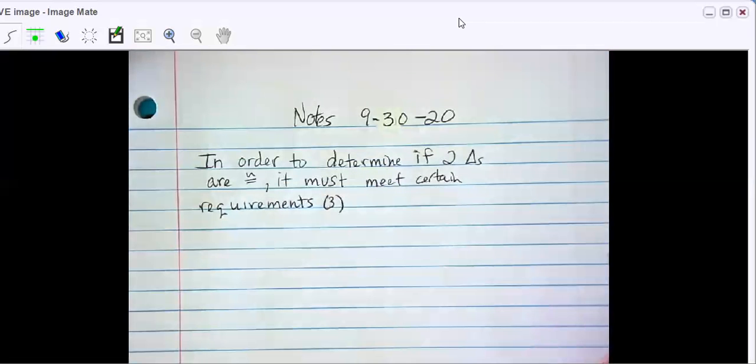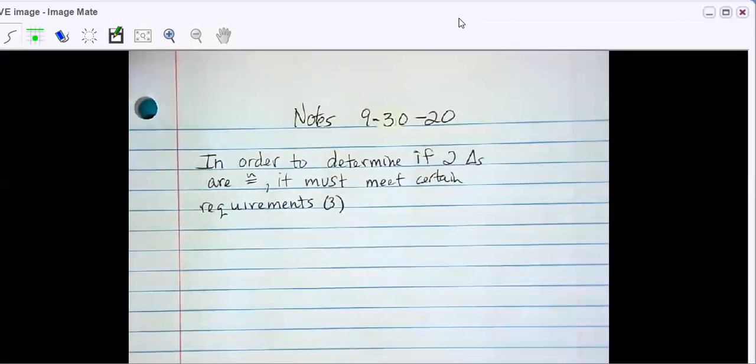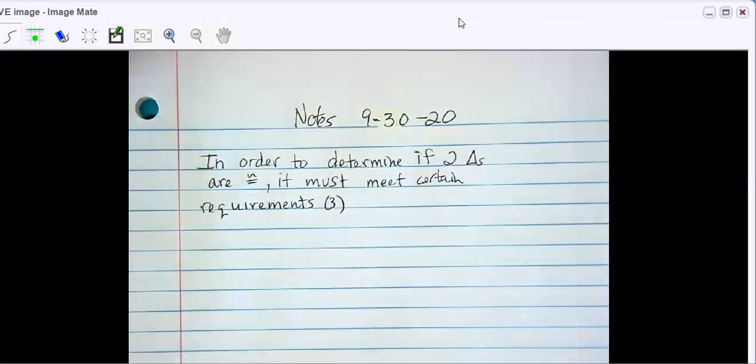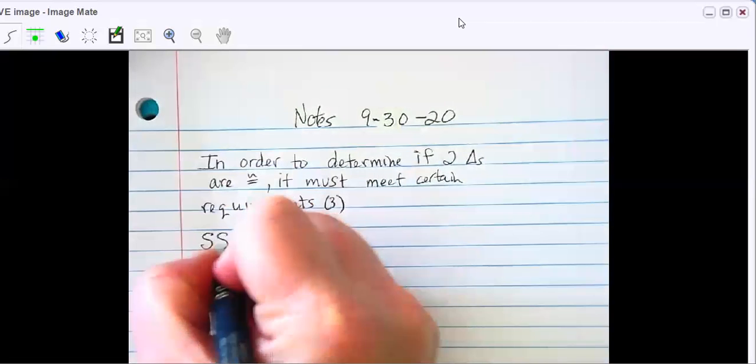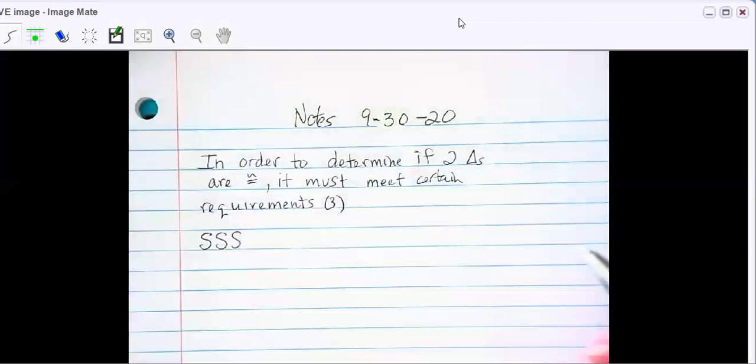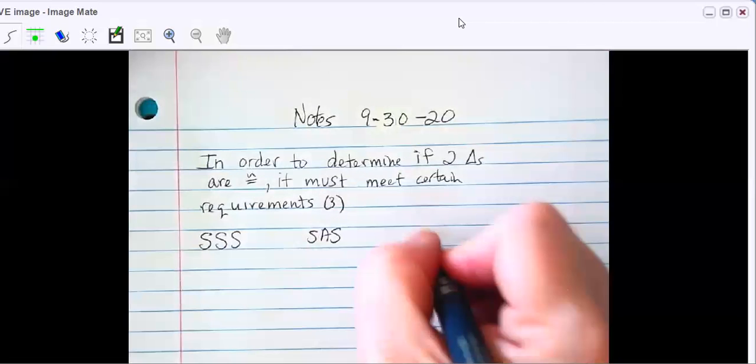So we're going to be looking at triangles and then we will decide if they are congruent or not. There are 5 ways to determine if triangles are congruent, and we're going to be looking at 3 of those this week. And then we'll look at the other 2 and review next week. So the 3 we're going to be looking at are SSS, SAS, and ASA.